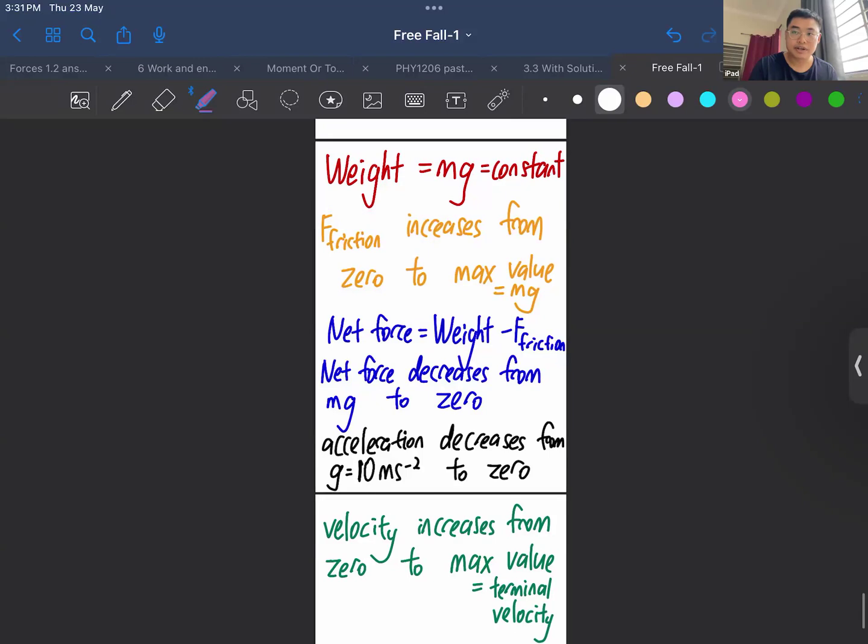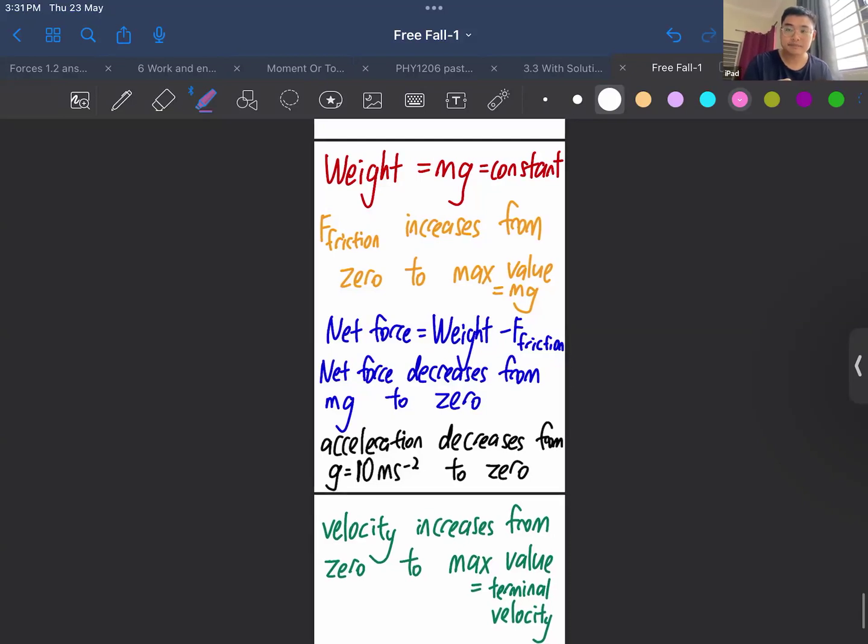Let's move on to the orange color. Orange color. What is that? Your frictional force will increase from 0 to a maximum value, right? What is the maximum value of your frictional force?